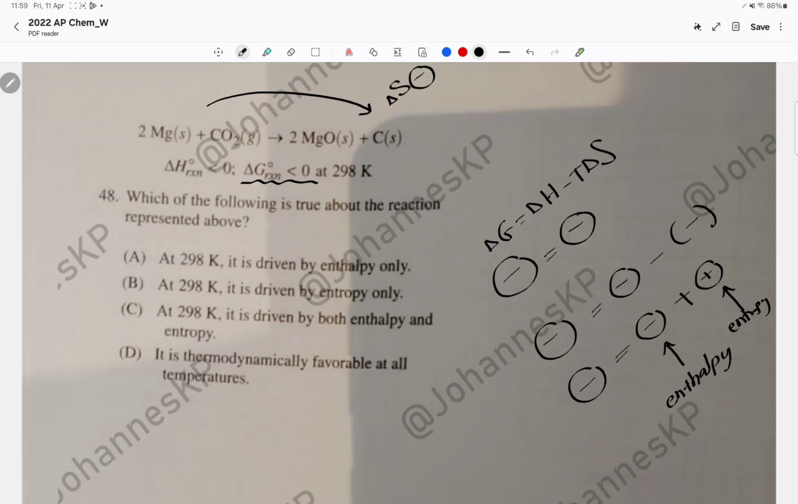But if temperature is very high, you're going to have more entropy than enthalpy, and delta G will be positive, which you don't want. Yeah, it makes D wrong. It's not always favorable. But it's saying that enthalpy is always going to be negative. I know, but how about delta S? Delta S is negative, but negative with negative is positive. So you're going to have positive entropy. It's not going to help you with delta G being negative.